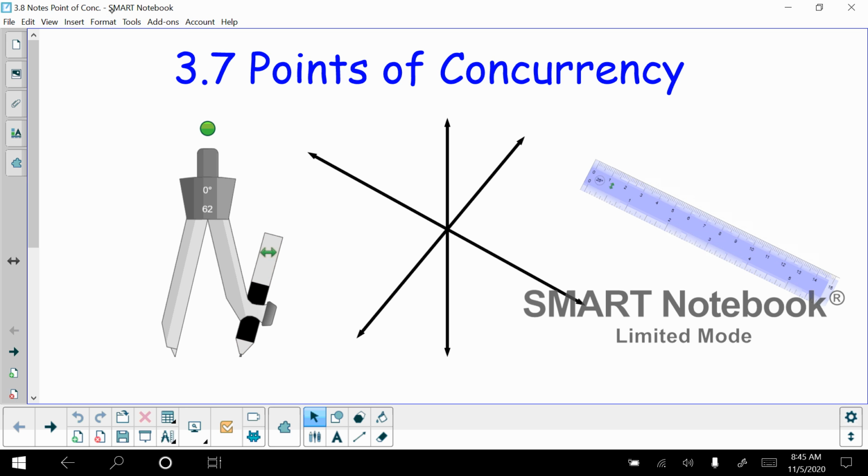All right, this is going to be our last section for our unit. This is 3.7, points of concurrency. And these are all associated with triangles since we're in the triangles unit 4.